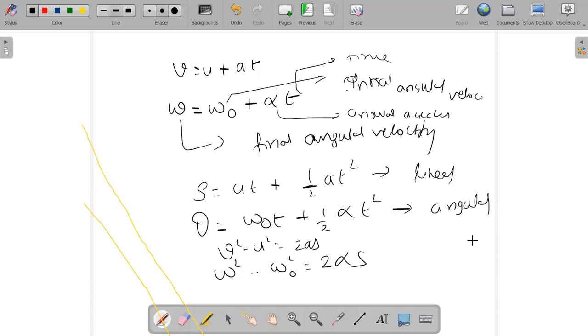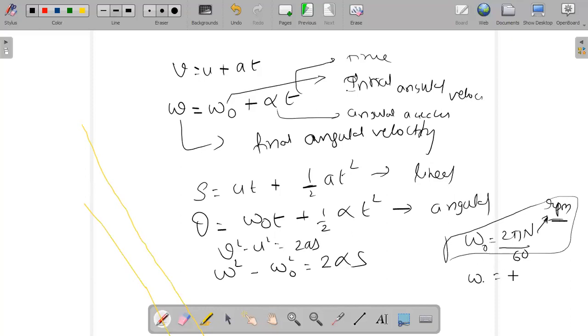We have another relationship which will be given repeatedly, that is omega is equal to 2 pi n by 60, where n will be in RPM, revolutions per minute. You have to remember this. This is omega or omega naught, anything. If they tell initially, you have to take omega naught, with n naught. If they tell finally, you have to take omega, with n divided by 60. The question will be given based on this.